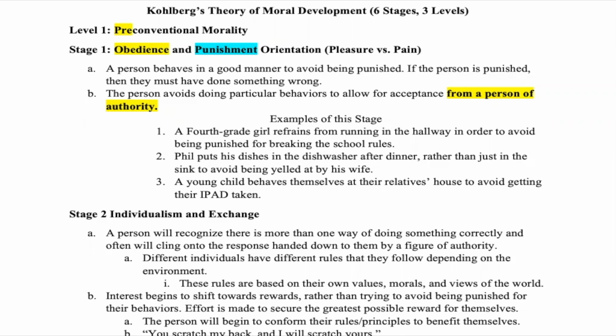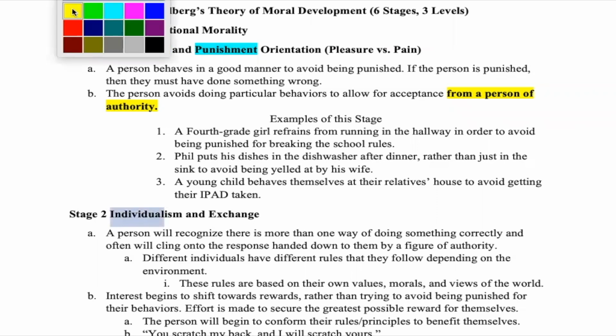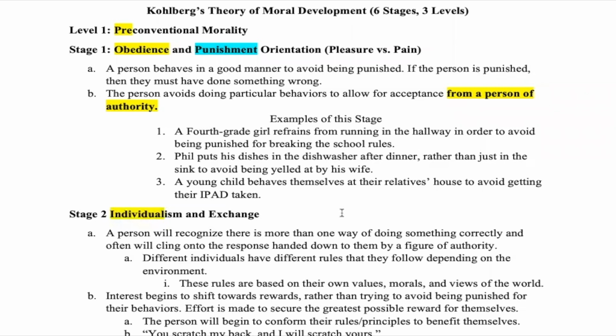The next stage is a little bit more progressional from obedience and punishment orientation, which is going to be individualism and exchange. So key emphasis on individual, because the person is going to be focused on themselves, and they may do things that they otherwise would not have done, but it's in exchange for the greatest amount of reward for themselves. So it takes it a step further. They're not just obedient to avoid being punished, they're obedient to get a reward for themselves in some way, shape, or form.